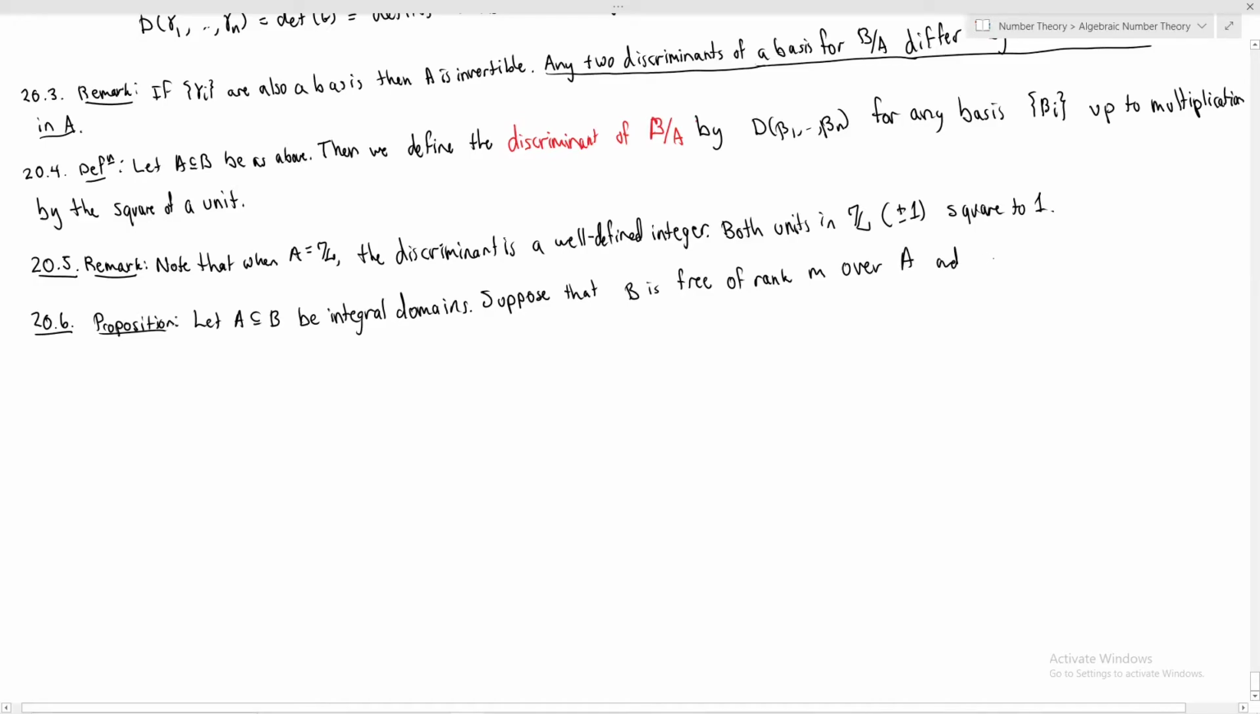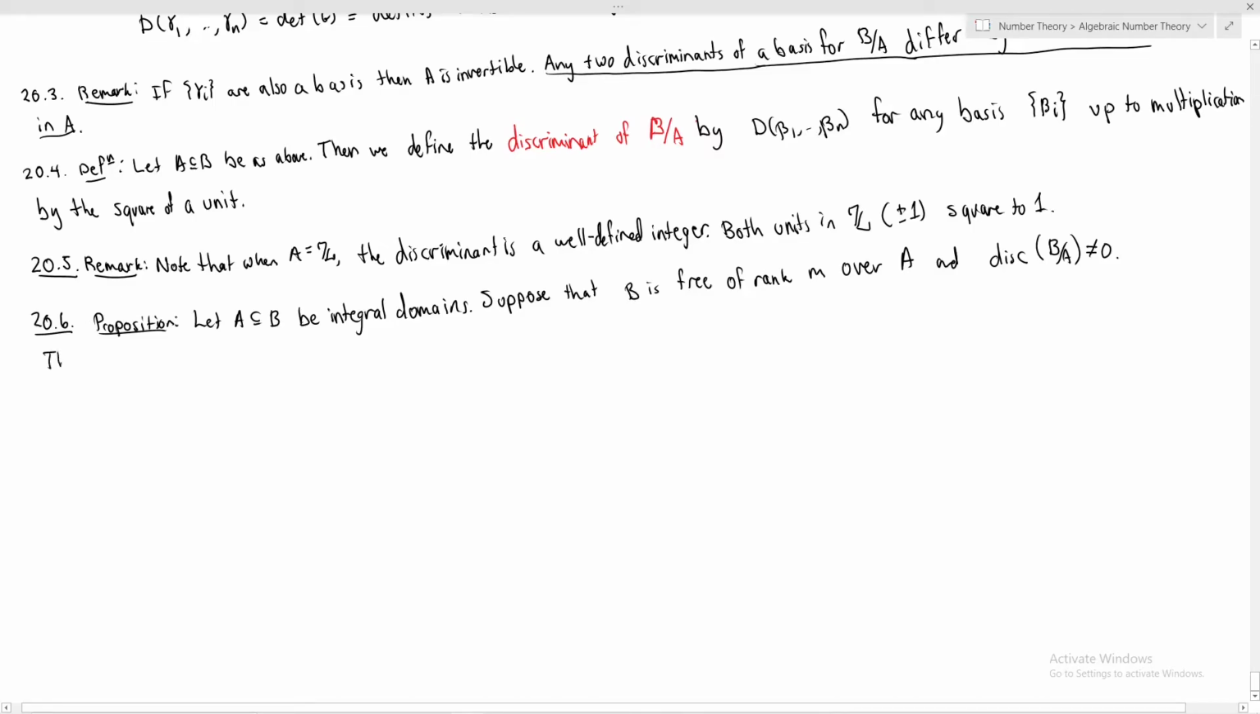And we're going to suppose that this discriminant of B over A is not 0. Okay, so this is essentially a non-degeneracy condition on our trace bilinear form. Note that if something is non-zero, then multiplying it by the square of a unit is not going to make it 0. So the condition of being non-zero is a well-defined thing to ask for the discriminant.